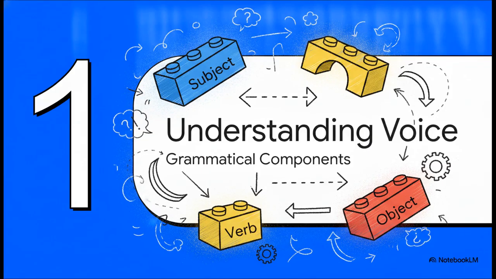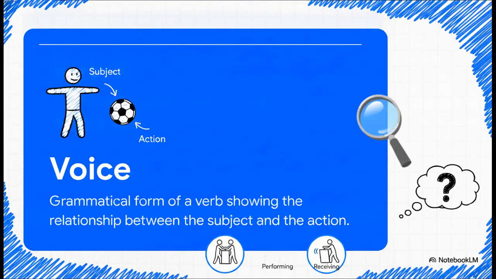All right, kicking things off with Section 1, Understanding Grammatical Voice. Think of your basic grammar components, your subject, your verb, and your object, kind of like modular Lego blocks. Grammatical voice is simply the form of the verb that shows us exactly how these blocks relate to each other. Basically, it asks a really simple question. Is our subject actually performing the action, or is it receiving the action?